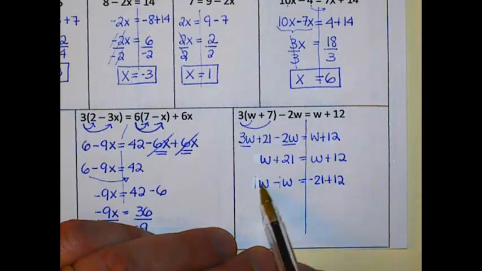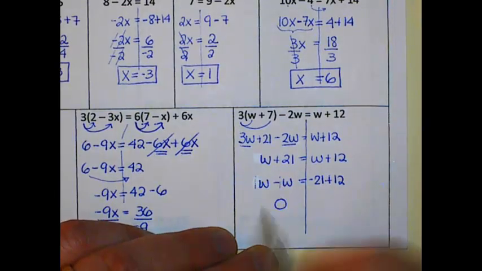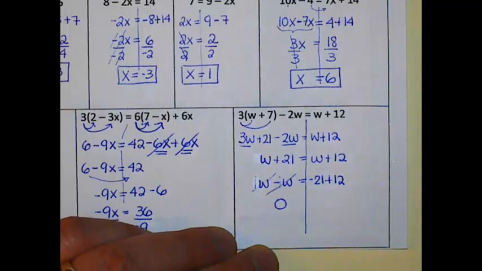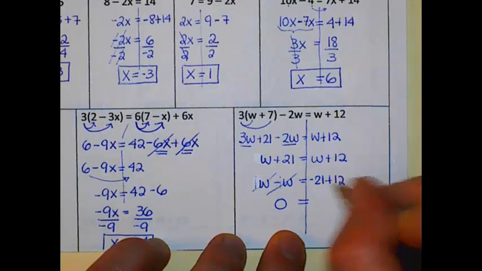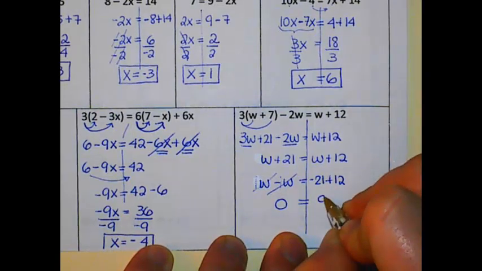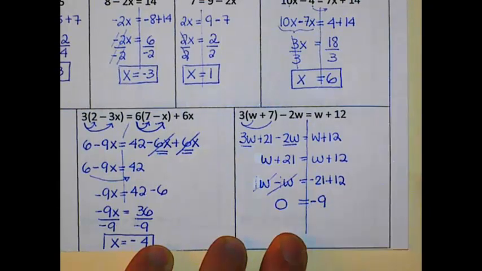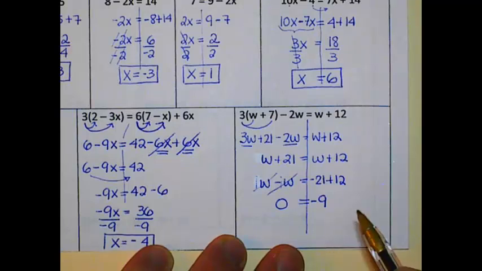Okay. And here I'm doing 1w minus 1w equals 0. In other words, they cancel and you get a 0. On the other side, I get negative 21 plus 12. Signs are different, so you're going to subtract. So this would be a 9. And it will be a negative 9 because 21 is the biggest digit. And 21 is negative.